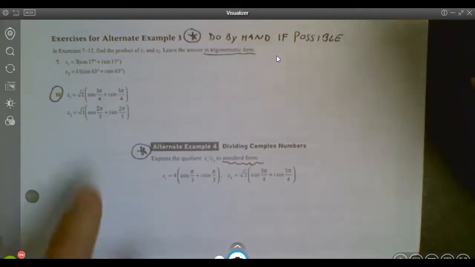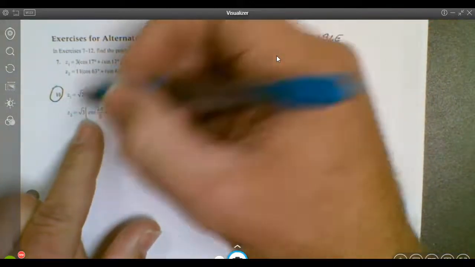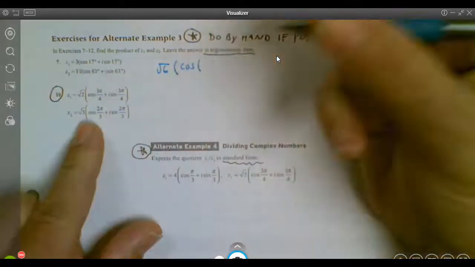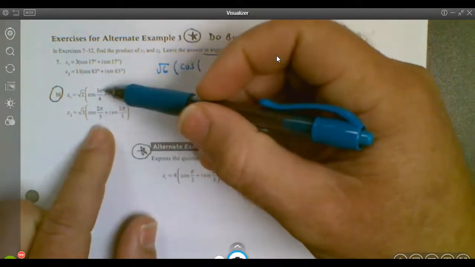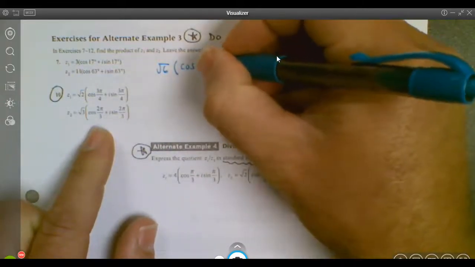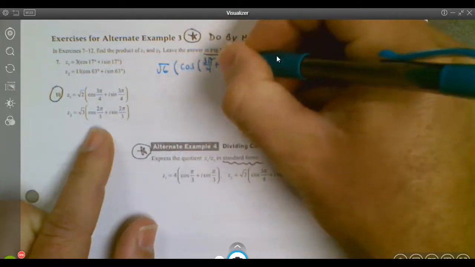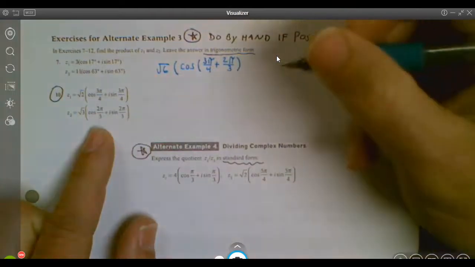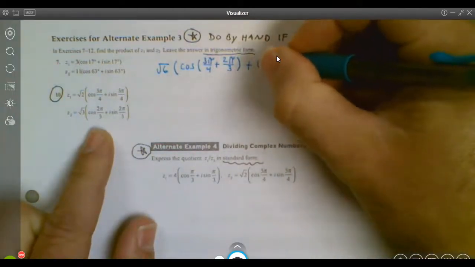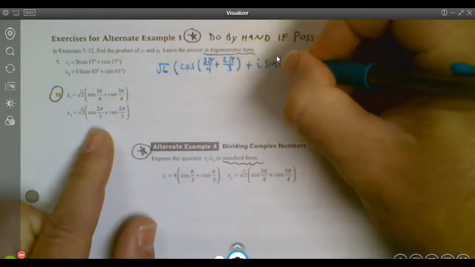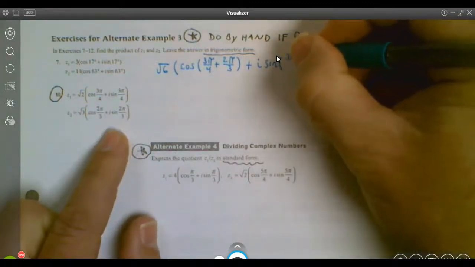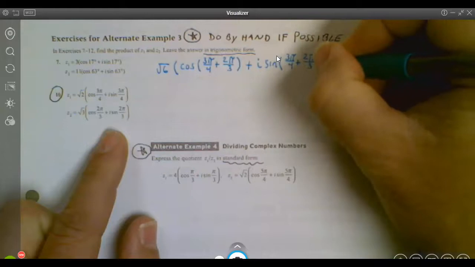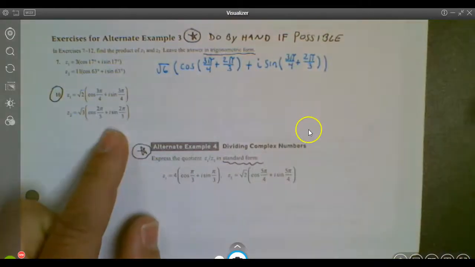But if we're going to multiply, we're going to start by multiplying r times r. So root 2 times root 3 would be root 6. And then on the inside, we're going to have the cosine of the sum of the angles. So my cosine sum is 3 pi over 4 plus 2 pi over 3. So we're going to use that to get our cosine value. And then let's do the same thing with our sine values. We're going to add the angles together. All right, so there is our setup.